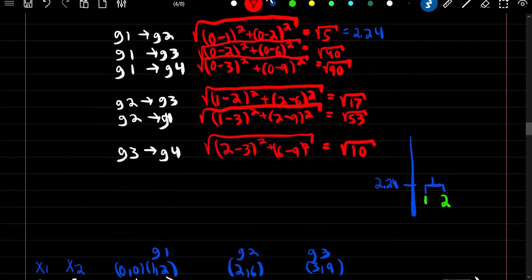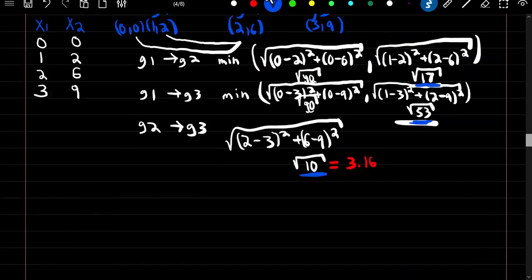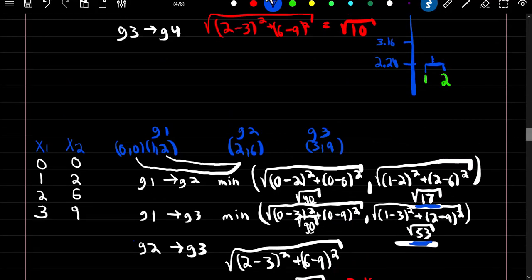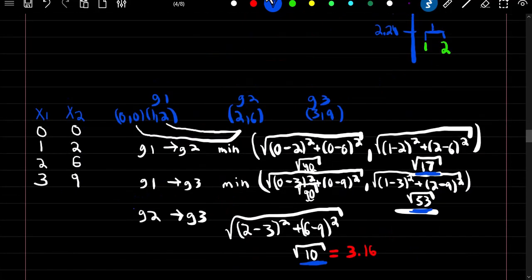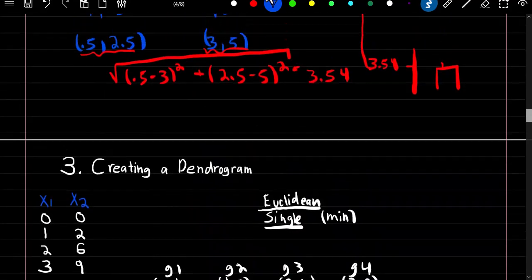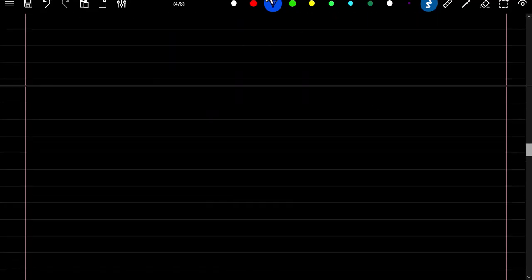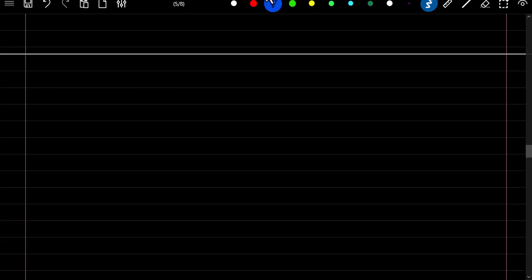Now if we draw that on our dendrogram, at 3.16, group 2 and group 3 are going to merge. So that is going to be observation 2 and 3, I mean 3 and 4, from group 2 and 3. Okay, so there's our second grouping. Now we only have 2 groups left, so we can only form one more grouping.